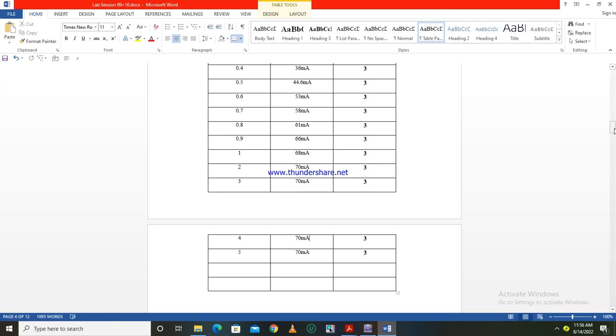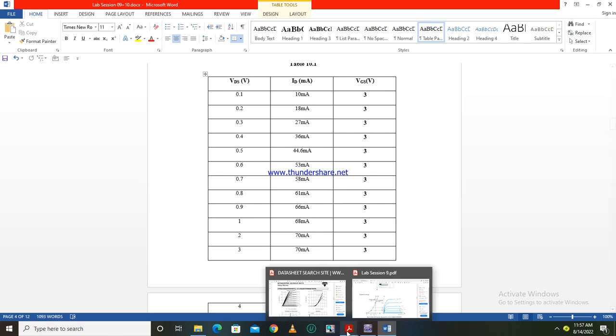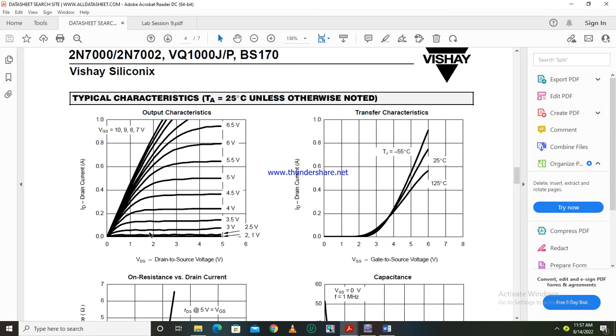You can see that at the beginning, when we started from 0.1 with VGS constant, the current increased 10, 18, 27, 36, 44, 53, 58, 61, 66, and after 0.9 the current has less change, and at 2 it has become almost constant. This is the characteristic curve, and you can see from here that at VGS 3, at approximately 1 the current has become constant. This is 0, this is 0.2, so this must be 0.1, and this is in ampere.